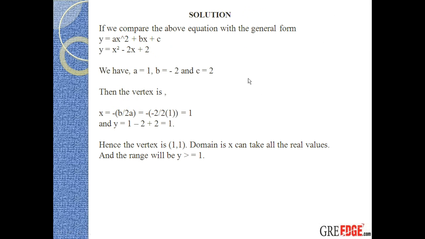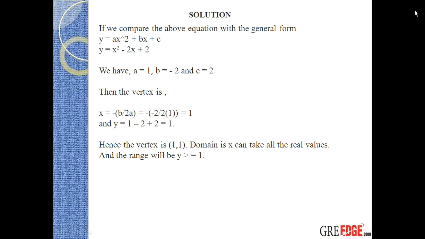Before that, let's see a small explanation here for that. y is equal to ax square plus bx plus c. So y is equal to x square minus 2x plus 2. So we have the coefficient of x square, a, is equal to 1, coefficient b is equal to minus 2, and the constant c is equal to 2. So the vertex is minus b by 2a. That is minus of minus 2 by 2 into 1 equal to 1. So to find the y coordinate, you have to substitute 1 in the equation for x. So y is equal to 1 minus 2 plus 2, that would be 1. So hence the vertex is 1 comma 1.